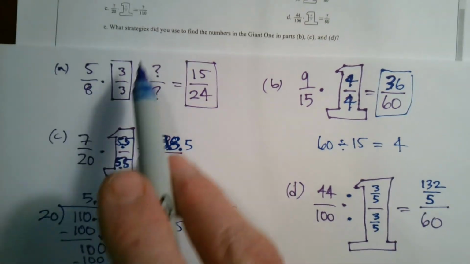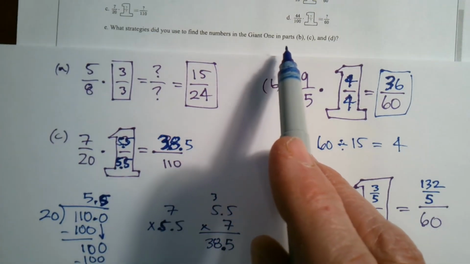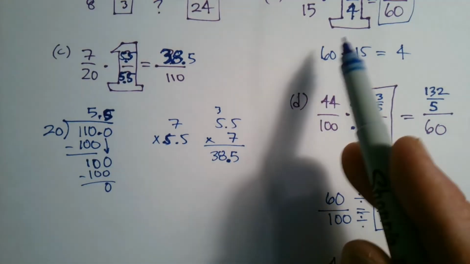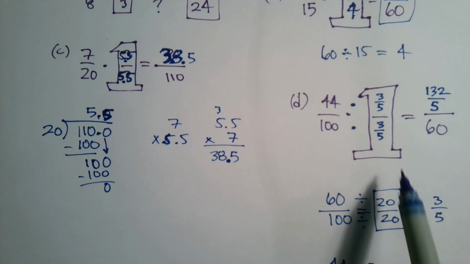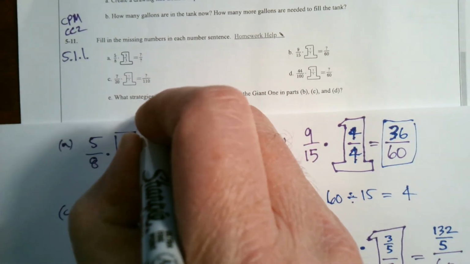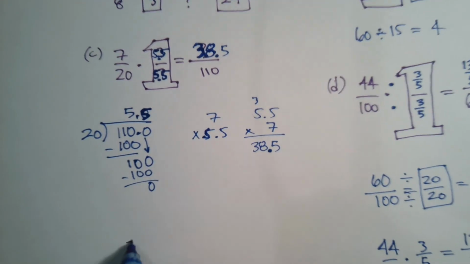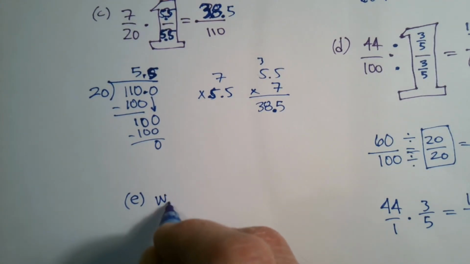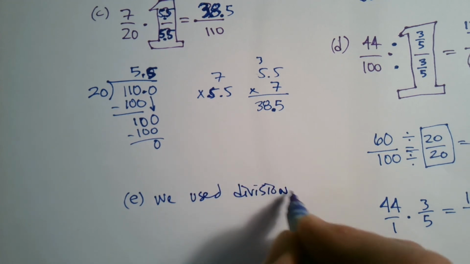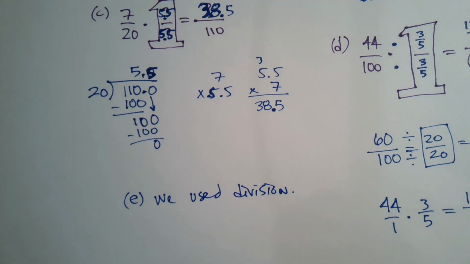So the last question, E, says, what strategies did you use to find the numbers in the giant 1 in parts C, D, and E? Well, notice what we did every time to find those giant 1 numbers: we did division, right? So for E, I'll write it down here. For E, we used division. Okay, all right. There you go.